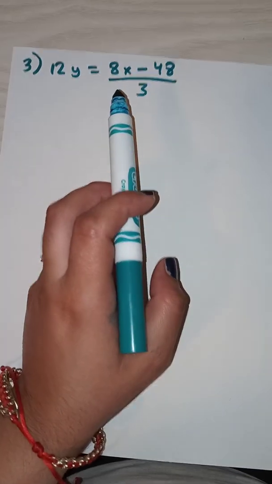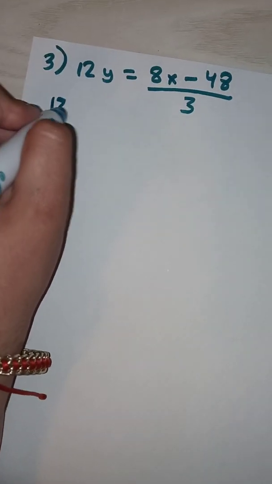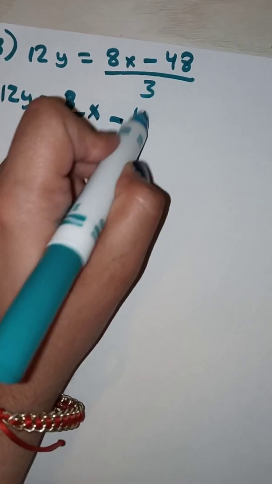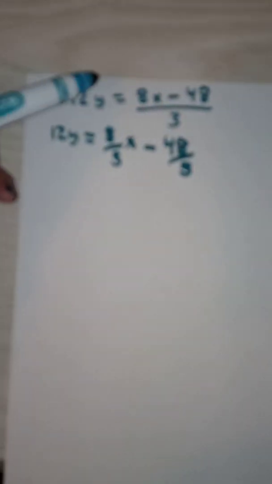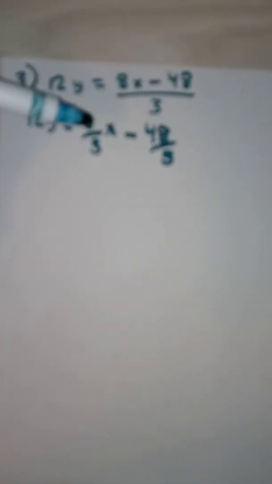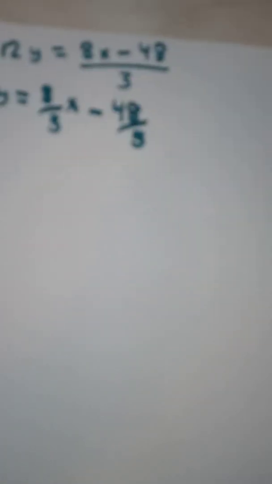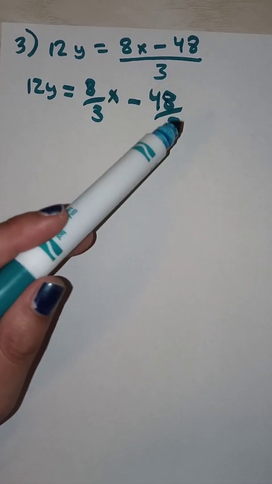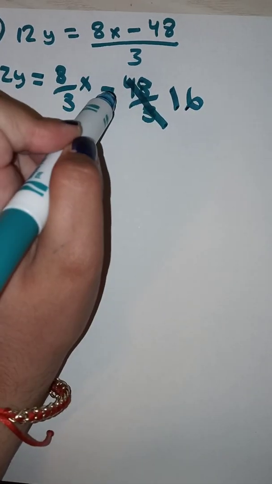Well, we can rewrite this equation by breaking down this formula into two parts. So we have 12y is equal to 8 divided by 3x minus 48 divided by 3. See what I did there? It's the same thing, except that I have divided 8x and 48 by 3. Now we can simplify 48 divided by 3, which is negative 16, the negative sign.